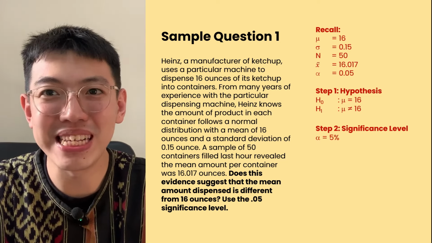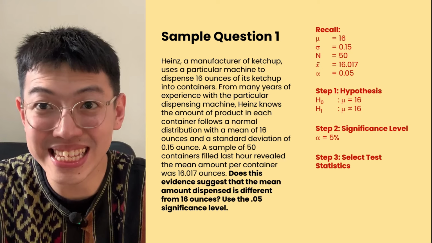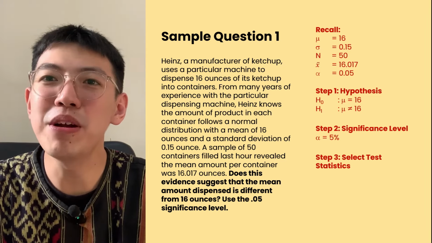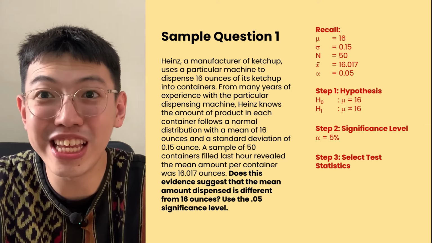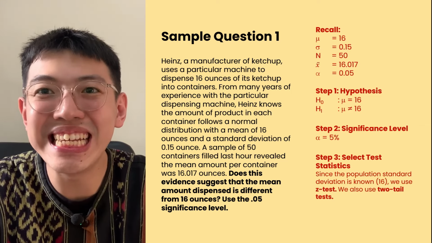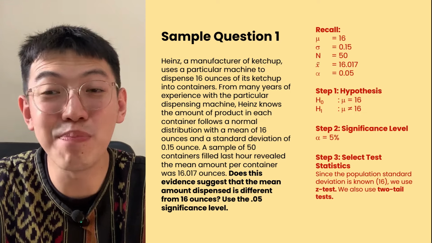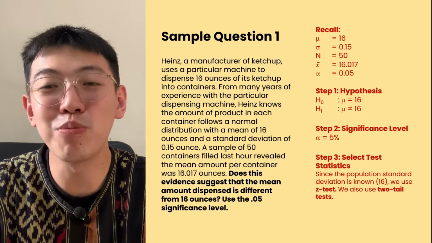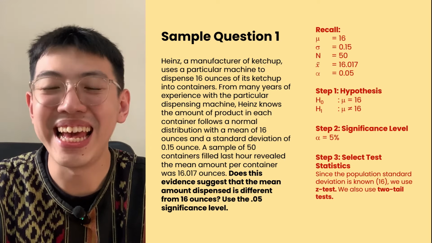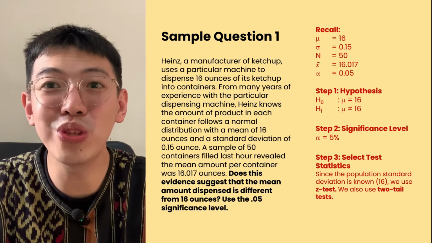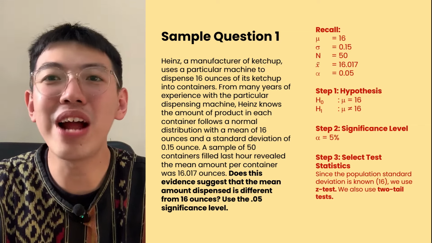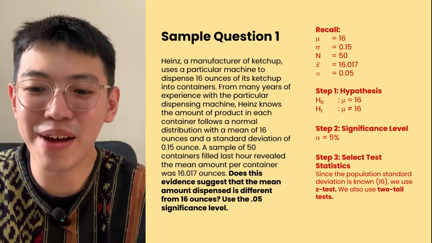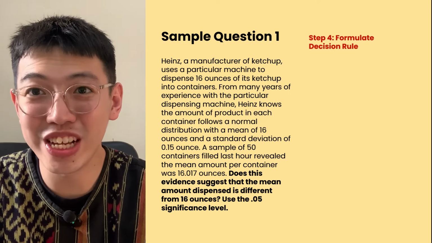The third step is to select the test statistic. Since we have the population standard deviation and the number of samples is more than 30, we can use the Z-test. One more time, since the population standard deviation is known and the number of samples is more than 30, we use the Z-test. In this test, we will use a two-tailed test because our hypotheses are equal and not equal. The fourth step is to formulate the decision rule.